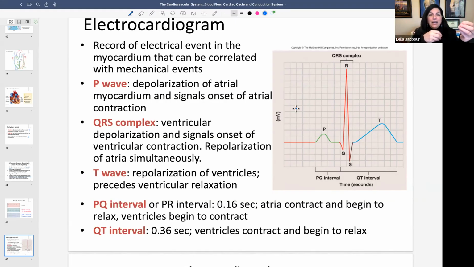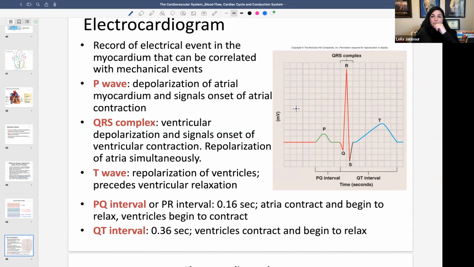So we have a P wave, we have a QRS complex, and then we have a T wave. And we're going to talk about depolarization and repolarization. The P, Q, R, S, and T is a very specific look to the EKG that results from the combination of all of the action potentials that are going on at the time where we're measuring this EKG.